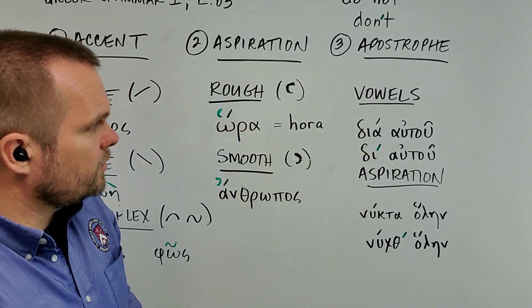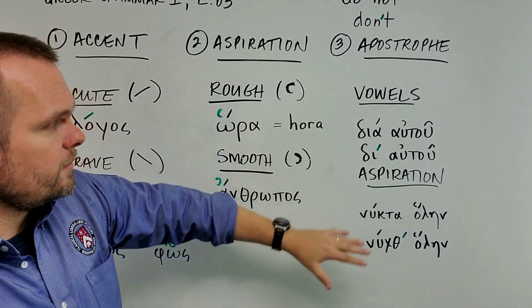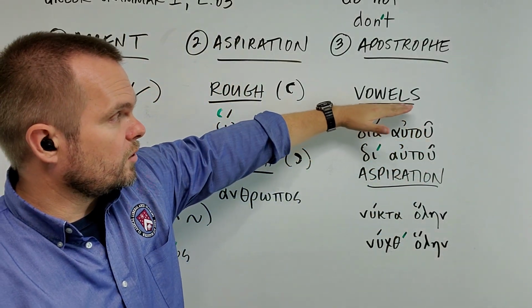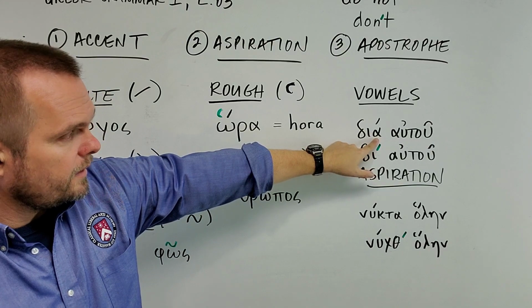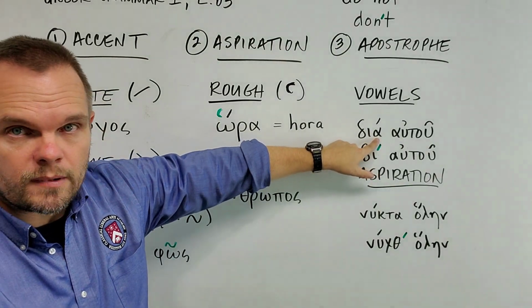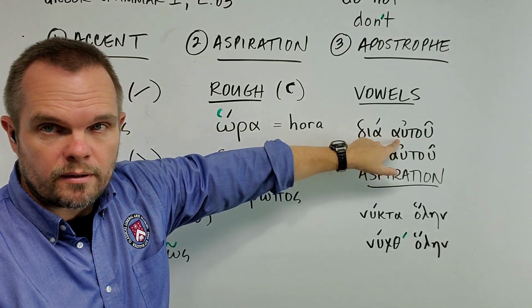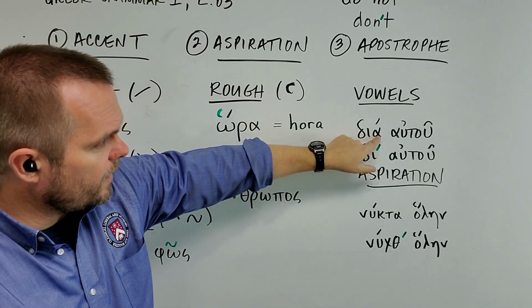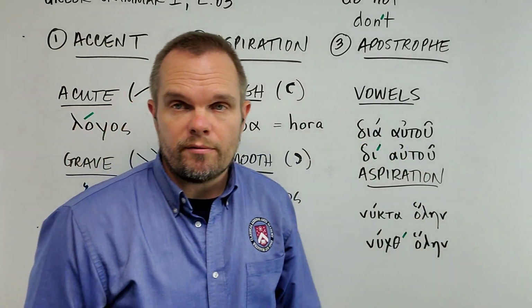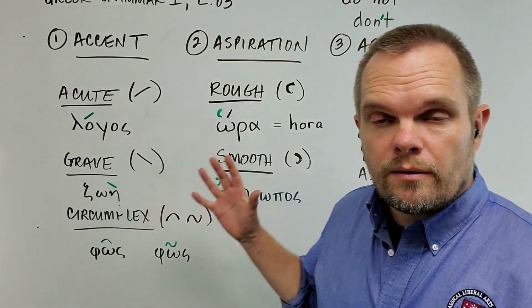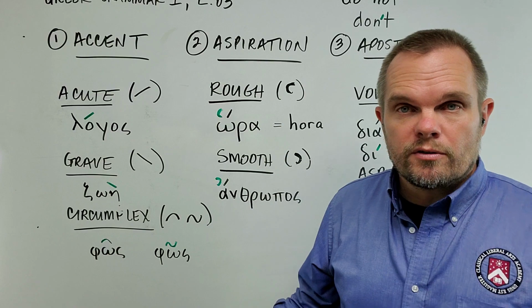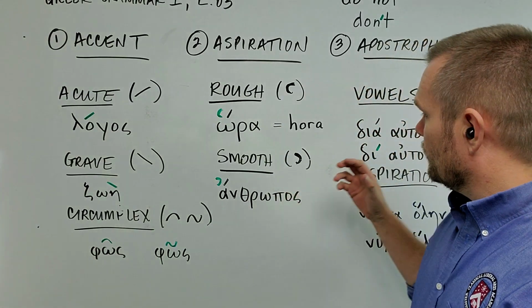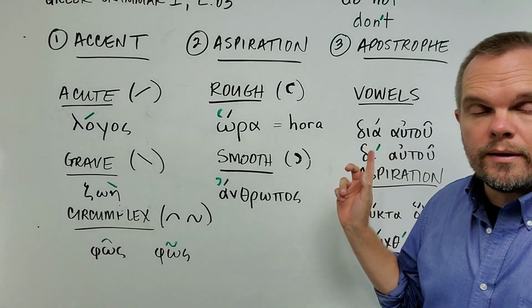In Greek, there are two uses of apostrophe. The first is caused when a word ends in a vowel and is followed by a word that begins with a vowel. When one word ends with a vowel and the following word begins with a vowel, sometimes we drop one of those vowels to make pronunciation easier and more pleasant. And when we do that, we mark it with an apostrophe.